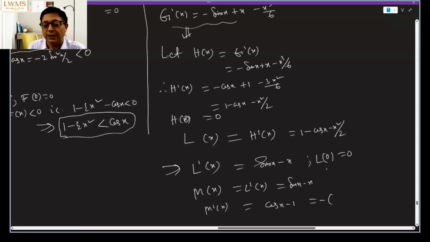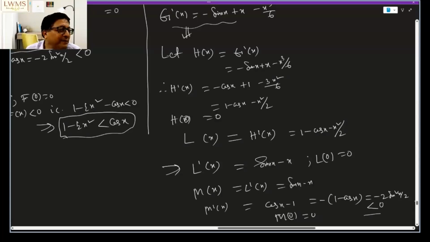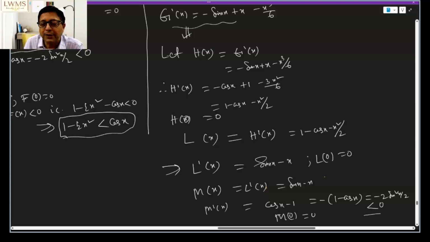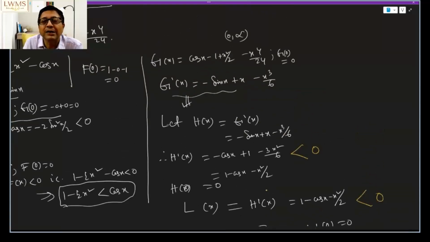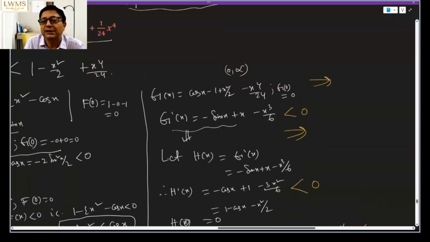M dash x is what? Cos x minus 1, minus of 1 minus cos x. This is less than 0. And what about m(0)? 0. Okay. So the starting point is 0 and the derivative is less than 0. What will be the concept? Go back gradually. This part will be less than 0. This part will be less than 0. This part will be less than 0. And this part will be less than 0. So this and this part, g(x) we have to consider. g(x) less than 0, so this implies cos x is less than.